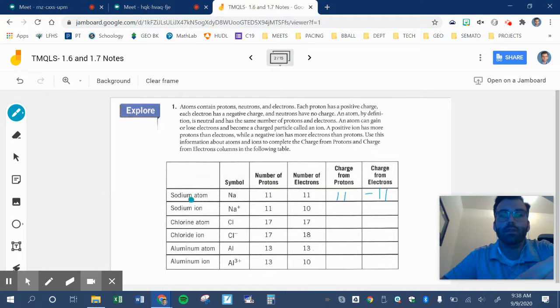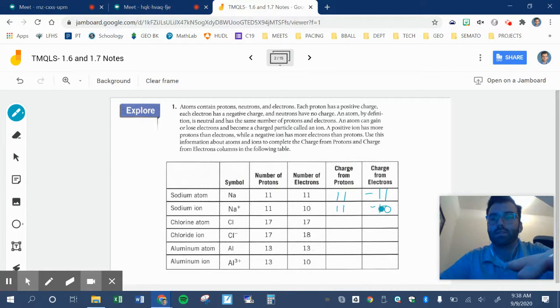If I have a sodium ion, notice how there's this little plus here. There's that little plus there for a reason. My charge for my protons is 11, and my charge for my electrons is negative 10. So there's a positive 1 excess. I have a plus 1, one little positive charge. Knowing this, I want you to try and fill out the rest of the table. So go ahead and pause the video now and fill out the rest.